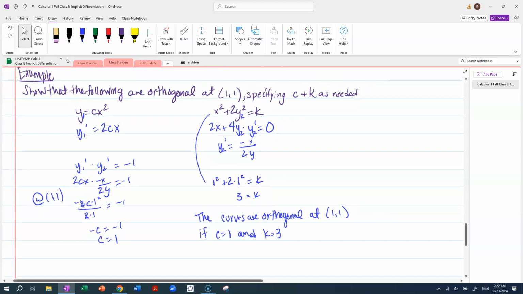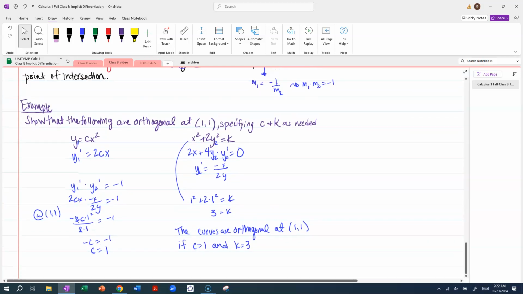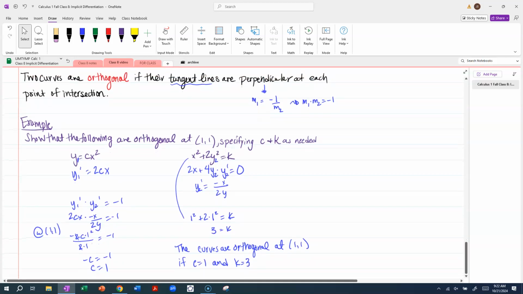But again, the overall idea of orthogonal: find the tangent slopes via the derivative of each of the functions, and then you need to make sure that if they are orthogonal, the product of their derivatives is equal to negative 1. Okay, so there we go. We are ready to tackle every implicit function known to man, or at least a few that we're going to see in class. See you soon.